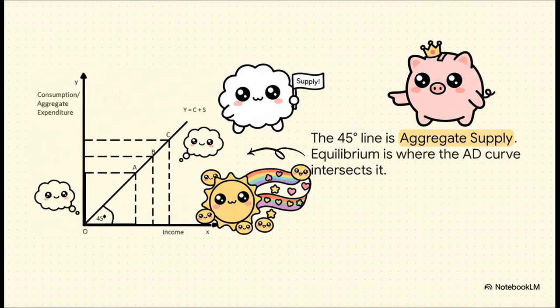And finally, this graph. This one image is basically the whole story we just told. That 45-degree line shows every possible point where what we earn is equal to what we spend. Our equilibrium? It's right there. That sweet spot where our aggregate demand curve crosses the line.